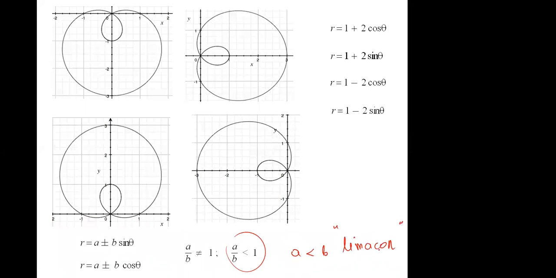Limaçon. Okay? We can see that if they are the same, it's the cardioid without the loop. If B is greater, it's the loop. Okay? And we can try to match 1, 2, 3, 4, A, B, C, and D.